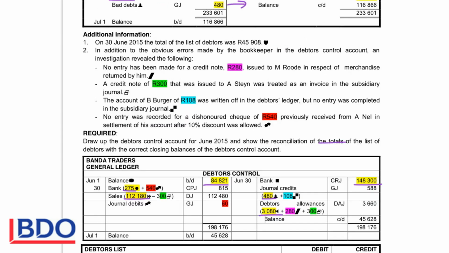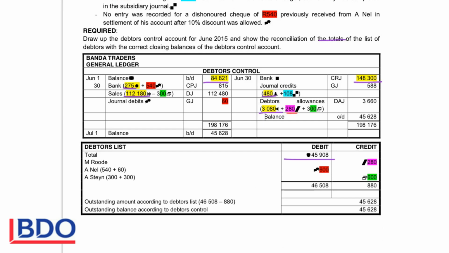No entry has been made for a credit note for 280 issued to M. Roeder in respect of merchandise returned by him. If no entry was recorded, it means that we have to correct the mistake in the debtors control account as well as the debtors list because it was not recorded at all. A credit note will reduce the debtor, so with the debtors allowances figure, we will add the 280 to show that that figure should increase with 280. M. Roeder's account will be credited with 280 to reduce the account because goods were returned.